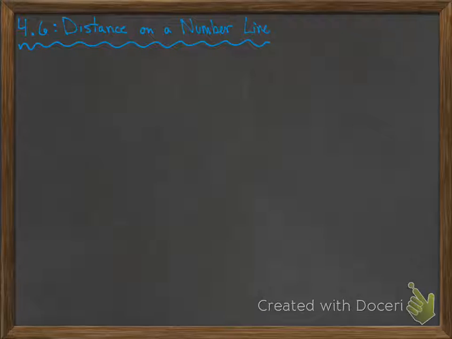4.6 is called Distance on a Number Line. And while in class we may have taken a different approach in looking at this, I think it'd be easier for the flip video if I just explicitly, directly told you what this is and then we kind of explore it. So let's start there.